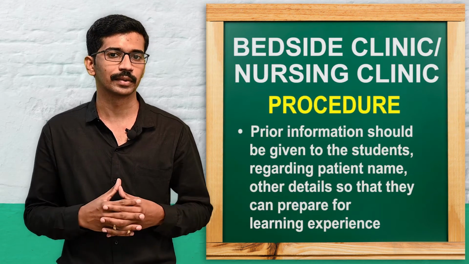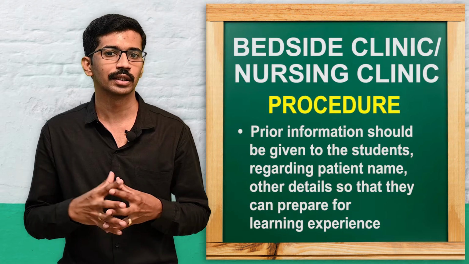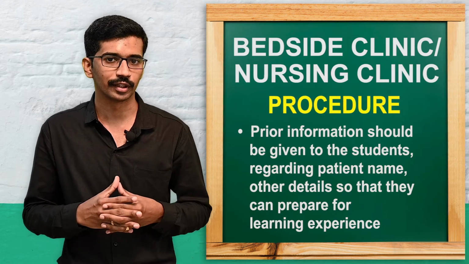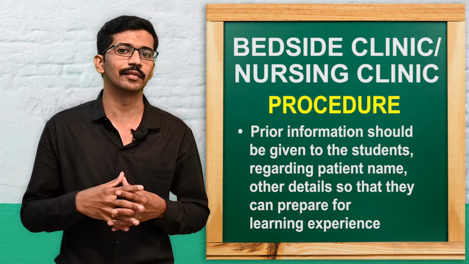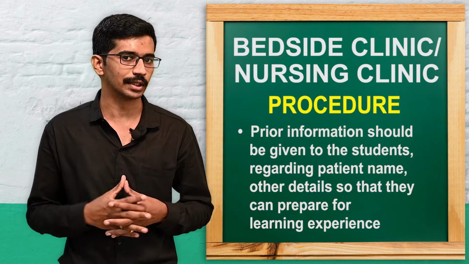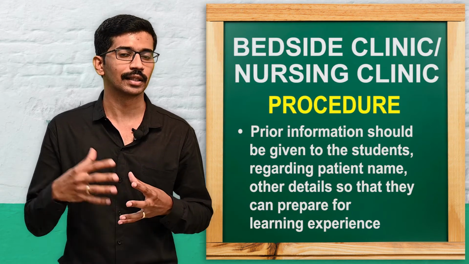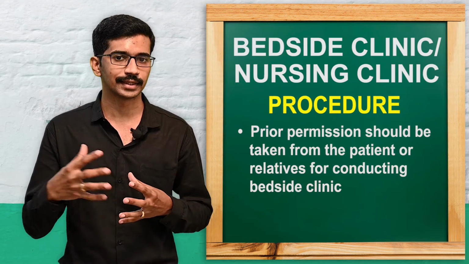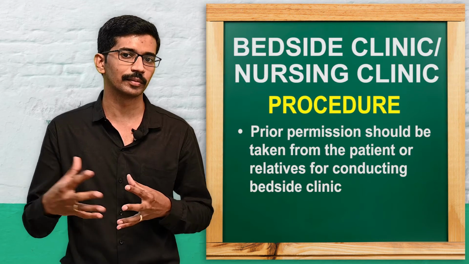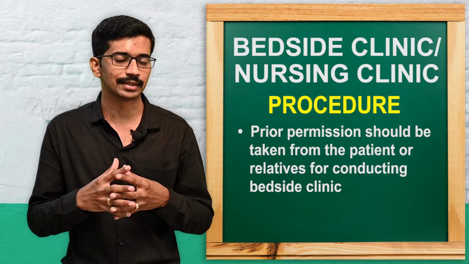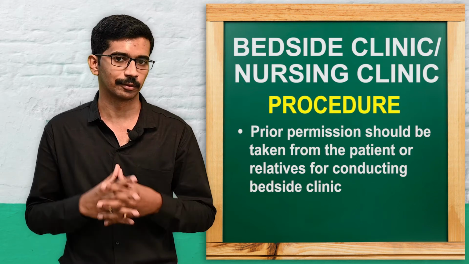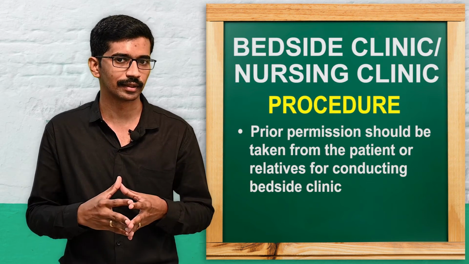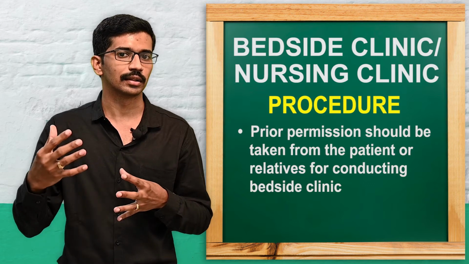While coming to the steps, prior information should be given to the students regarding the patient's name or the disease condition, so that the students themselves can prepare for the learning experience. That is the first step of the bedside clinic. The next one, we have to obtain consent or permission from the patient and from the relatives, because we are doing this bedside clinic in the presence of the patient itself. Then we will move to the bedside clinic. So first we get permission from the patient and relatives, and we inform the students also.